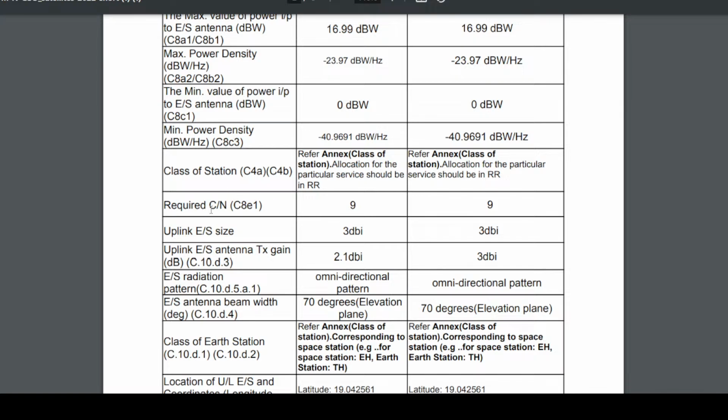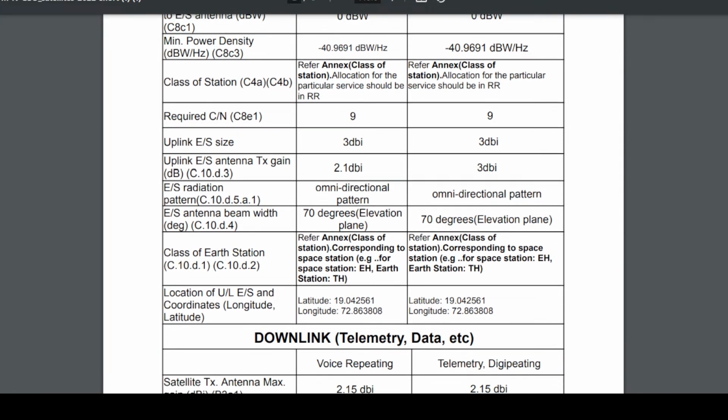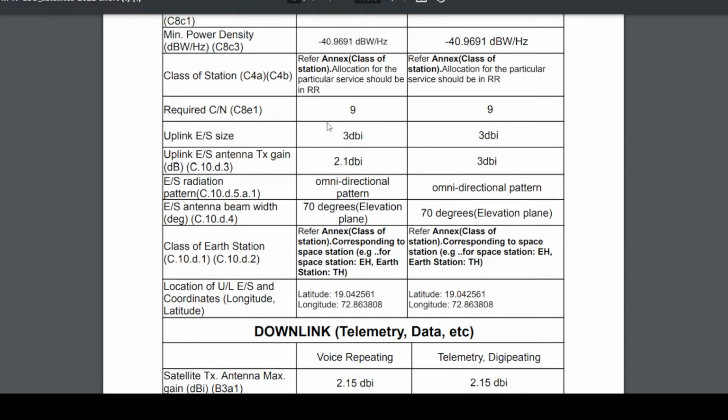Then the required C/N is 9. Again, it's calculated from the formula: the power minus the power of the noise. Uplink of the Earth station, basically the Earth station is receiving something now, so it can reach up to 3 dB maximum for both voice repeating and digipeating. And then there is gain again. We are talking about the Earth station antenna, which was a standard antenna developed by our team.